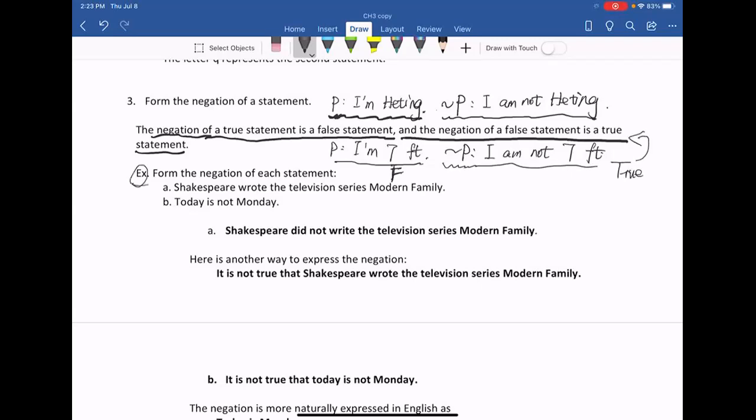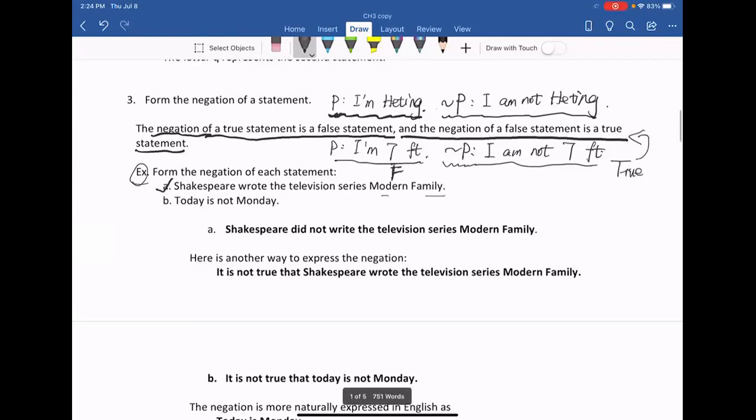Let's see some examples of how to form the negation of a statement. The first one, Shakespeare wrote the television series Modern Family. So the negation is Shakespeare didn't write the television series Modern Family. We can also use another way, just add this part in front of the statement. It is not true that Shakespeare wrote the television series Modern Family.